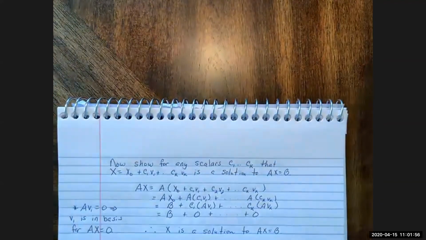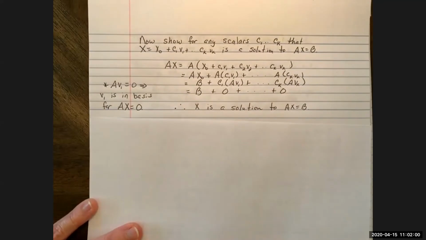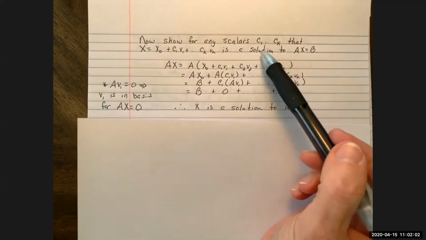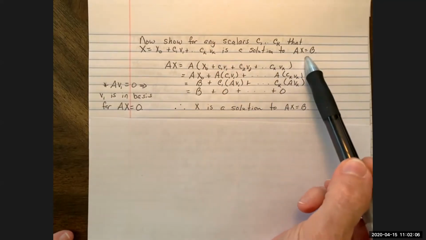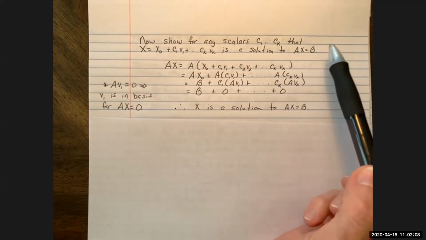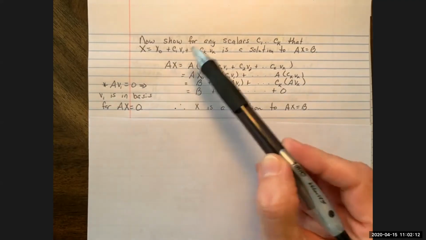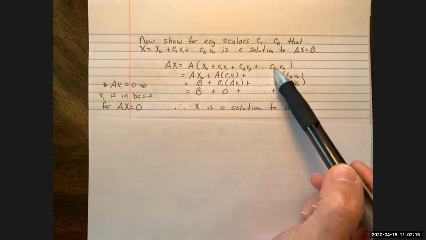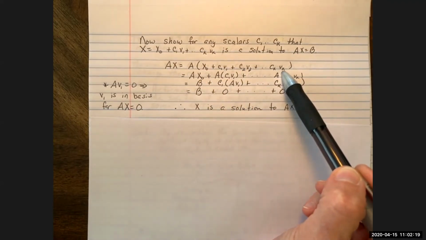Now we need to do the converse. So we need to show that for any scalars c1 to ck, this solution works for Ax equals b. So we start with A times x. We want to find out if that is equal to b. X is this expression, x0 plus a linear combination of null space basis vectors.